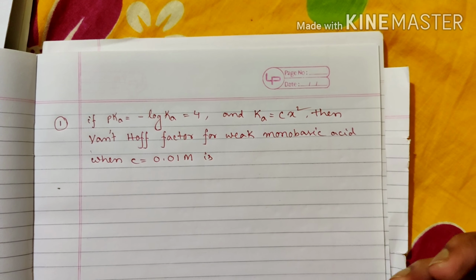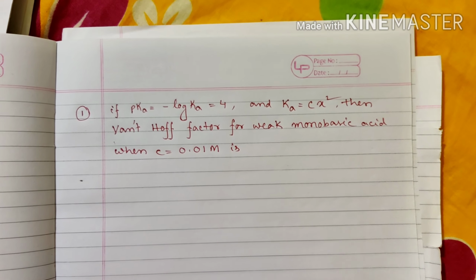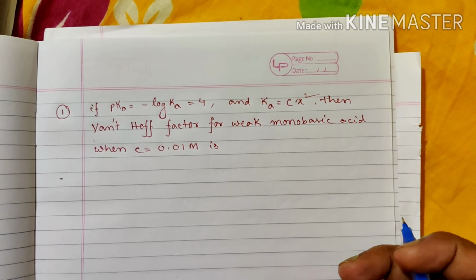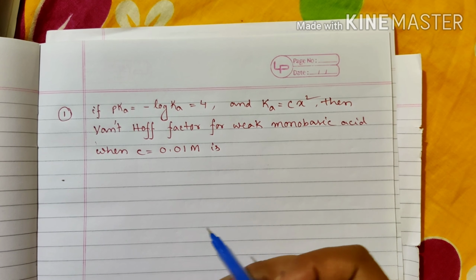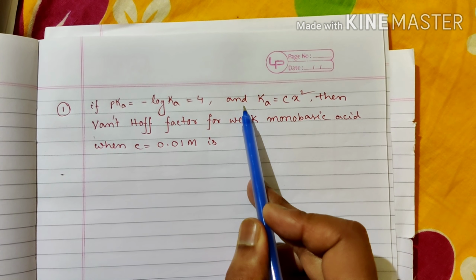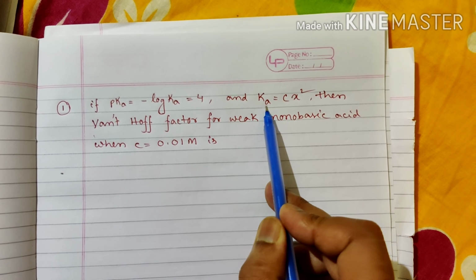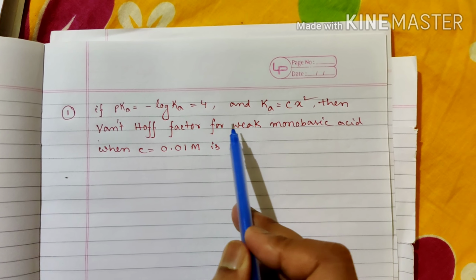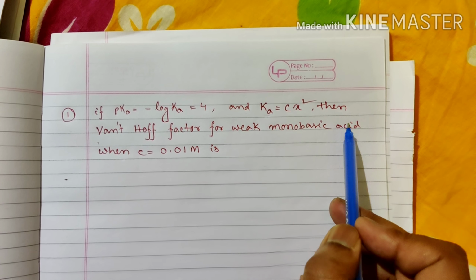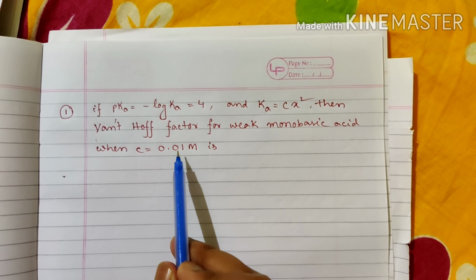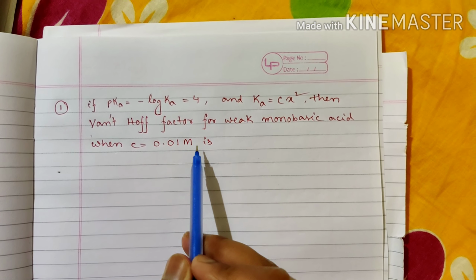Let us start discussing today's first problem. The question goes like this: if pKa, that is pKa equal to minus log of Ka, is equal to 4, and Ka, that is the dissociation constant, is Cx square, then the Van 't Hoff factor for a weak monobasic acid, which we have to determine, when C is equal to 0.01 molar, is?